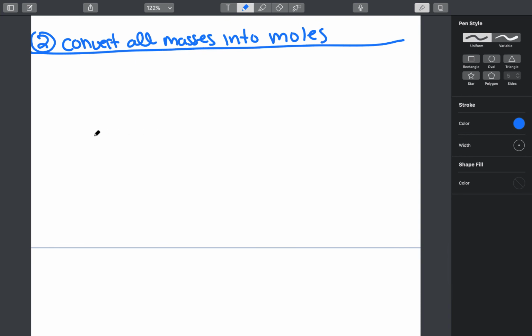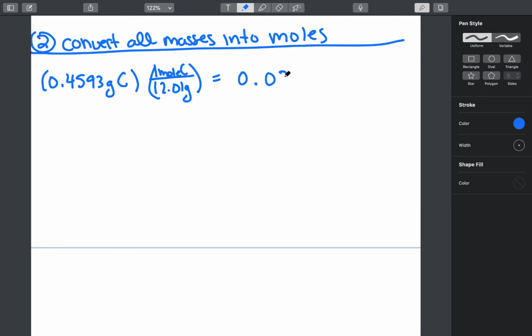So we have 0.4593 grams of carbon times the inverse of the molar mass of carbon, so 12.01 grams per 1 mole of carbon. And this would give you 0.03824 moles of carbon.